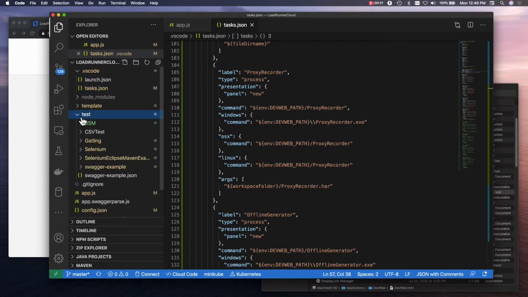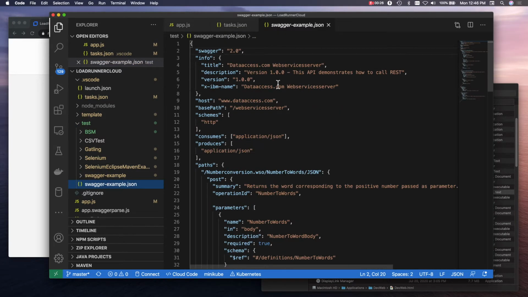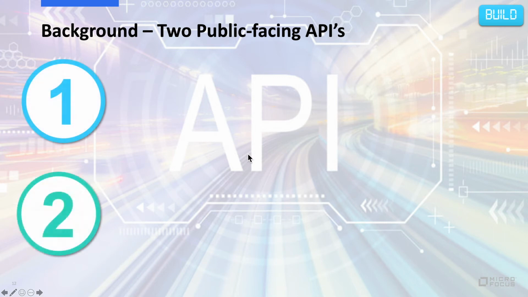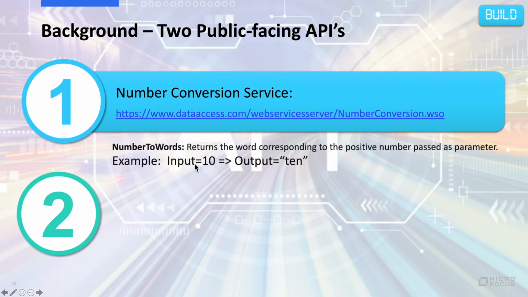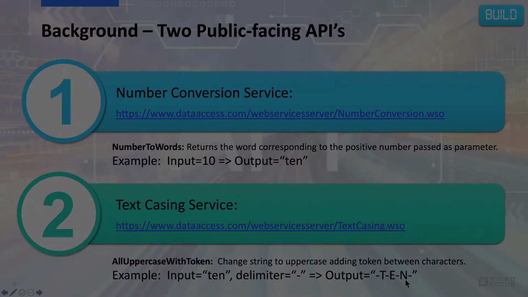So over here in my test directory, I have a Swagger JSON, and as you can see, it points to a public-facing API. For the benefit of this video, here are the 2 APIs that we're going to consume. The first one is this number conversion service. If we feed it an input of 10, it will output the alphanumeric TEN. The second is a text casing service. If we feed it some parameters, for example, this 10 and a delimiter of dash, it will uppercase it and put dashes between each of the characters.